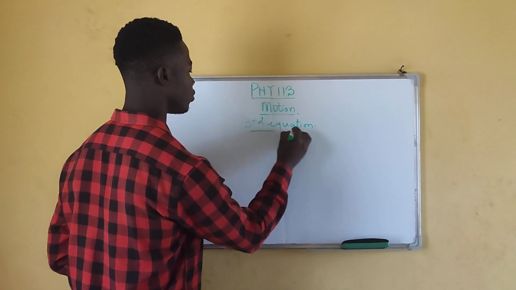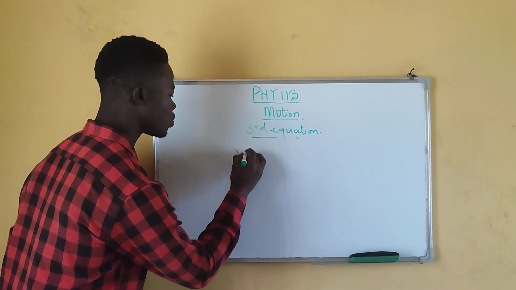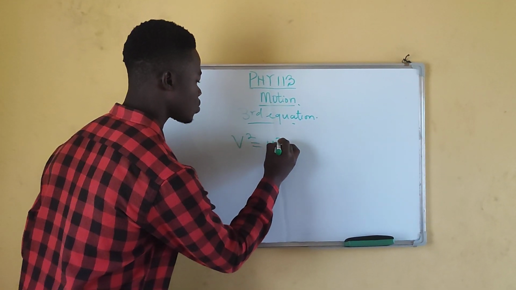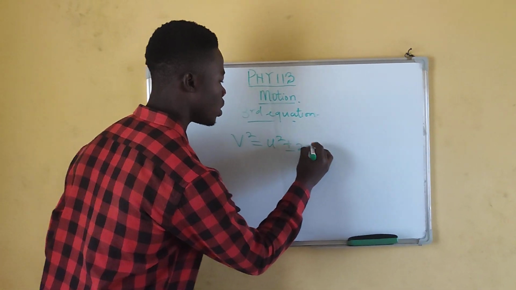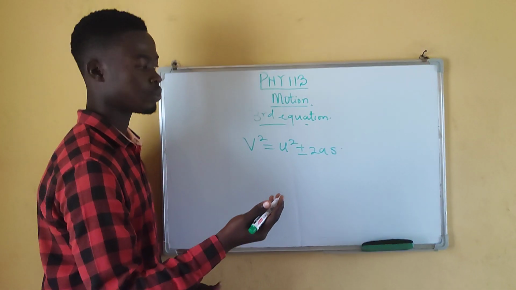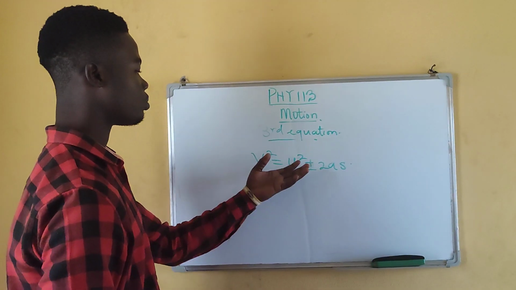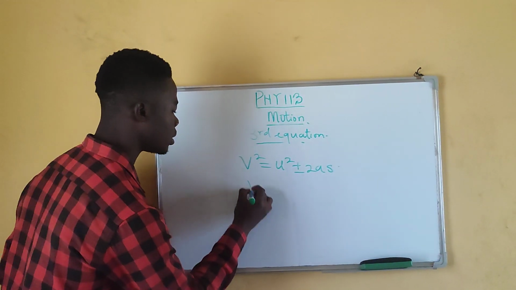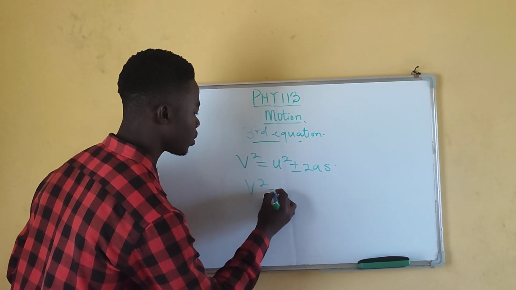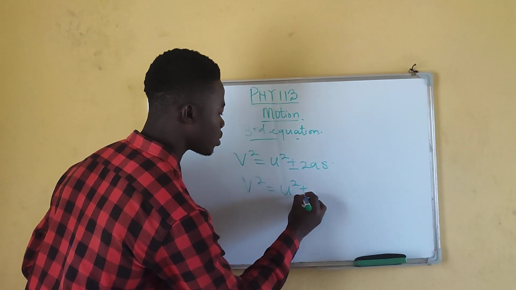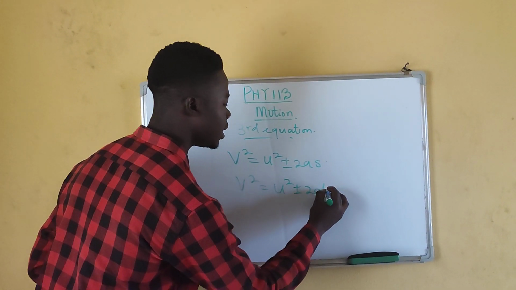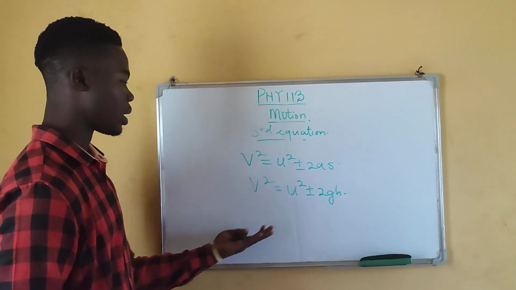The third equation of motion, which is what? V square equals to what? U square plus or minus 2as. That's the third equation of motion, or it can be written like this: v square equals to u square plus or minus 2gh, depending on the parameters you are given.